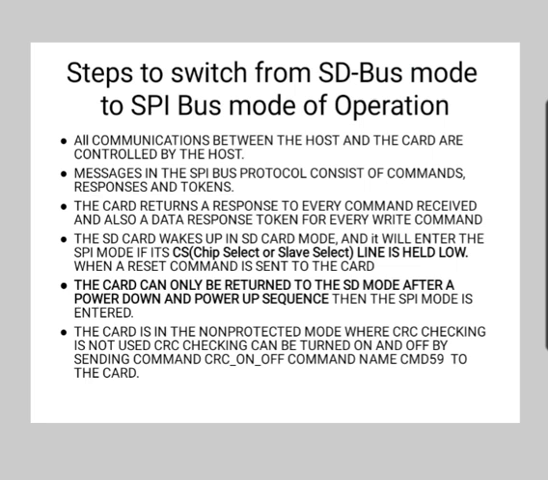This happens when a reset command is sent to the card. The card can only be returned to the SD mode after a power down and power up sequence. Then the SPI mode is entered. The card is in the non-protected mode where CRC checking is not used. It can be turned on or off by sending the CRC_ON_OFF command to the card.